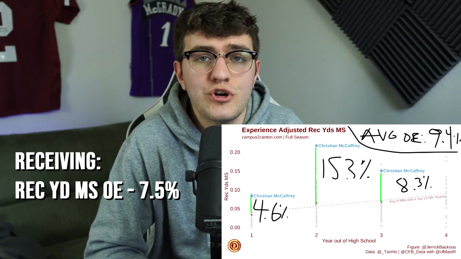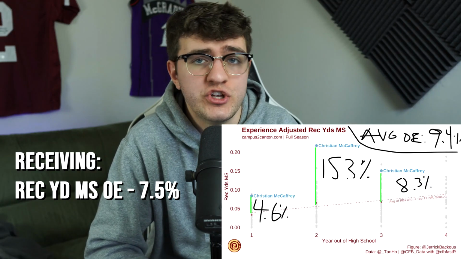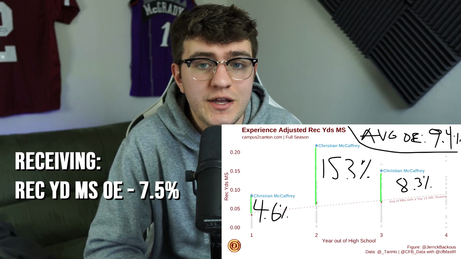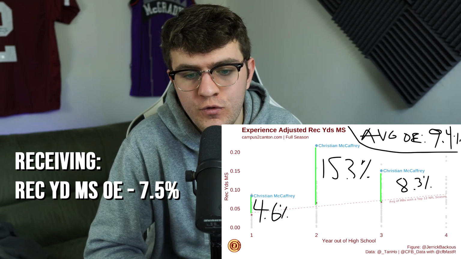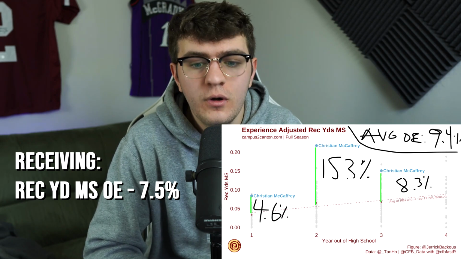I got it. So Christian McCaffrey outproduced his threshold by 4.6% in year 1, 15.3% in year 2, and 8.3% in year 3, which gives him an average receiving yard market share over expectation of 9.4, which is an A+ grade.